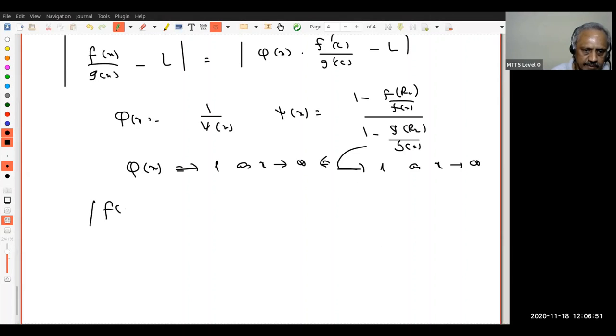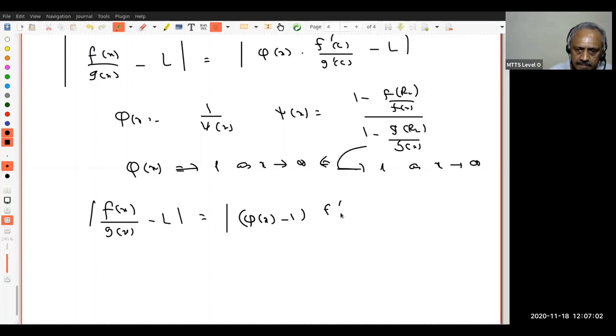Therefore, f of x by g of x minus L is, I want to use this fact, phi of x minus 1 into f dash c by g dash c. Since I subtracted this, I have to add it: f dash c by g dash c minus L. Do you understand? This object is what I have rewritten.